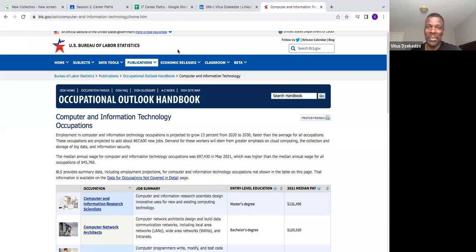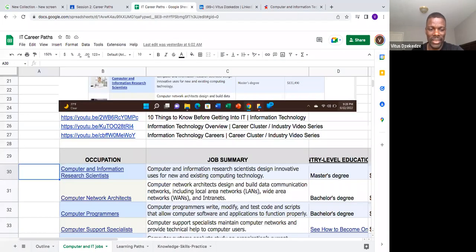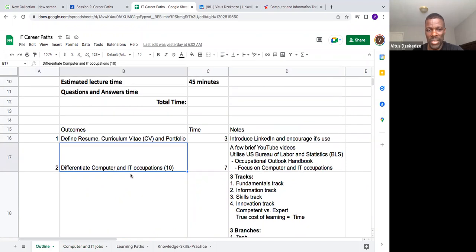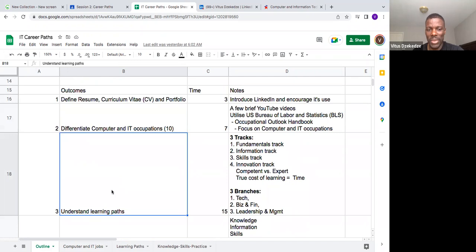That's going to be what we'll discuss in the next part. Again, in the outline, I did mention that we'll talk about resumes, CVs, and portfolios, and then I'm going to differentiate these different computer occupations. The next thing we're going to talk about is those learning paths. Where do you begin? How do you approach this? That was the perfect question for us to get a segue into our next topic. I will definitely do my best to answer this to the fullest capacity that I can. Sounds good? Yes, thank you. Sweet. Any more questions?